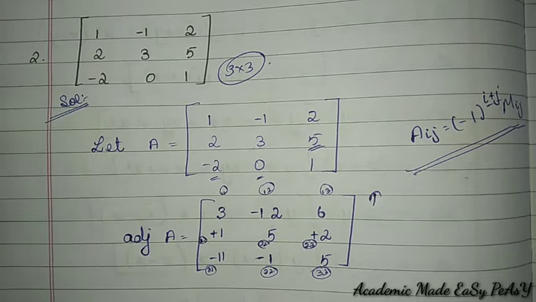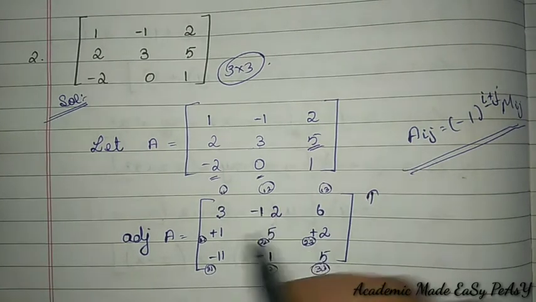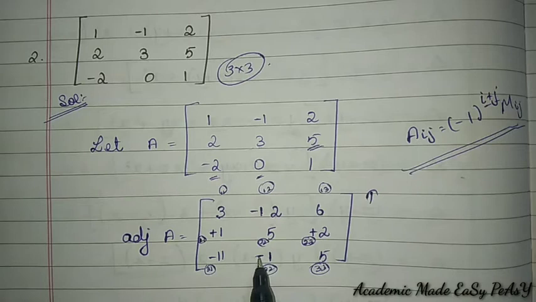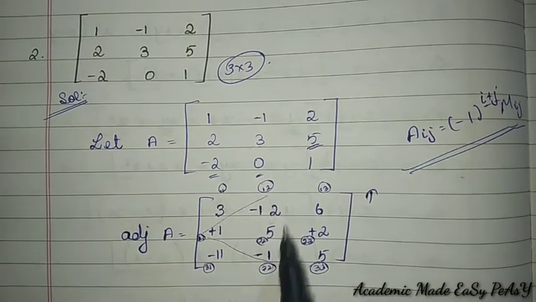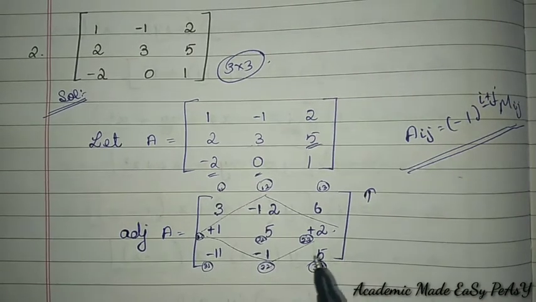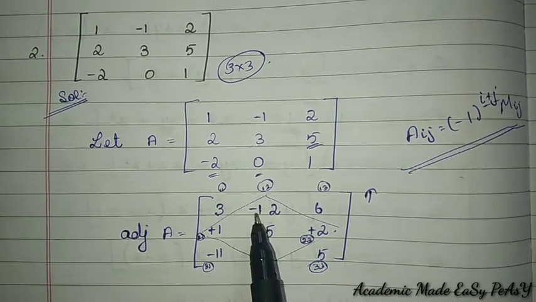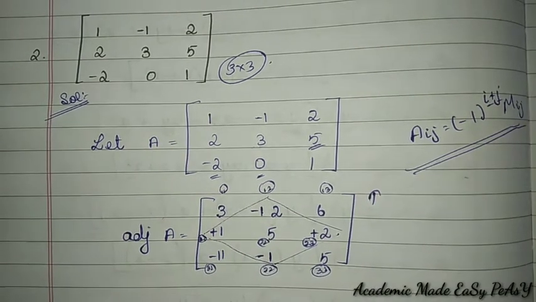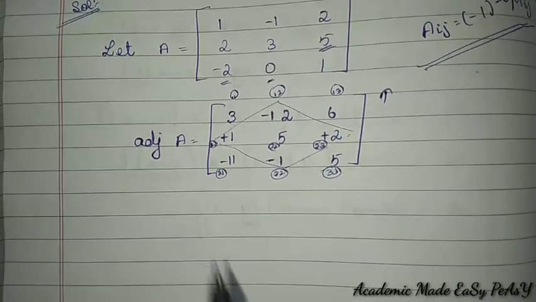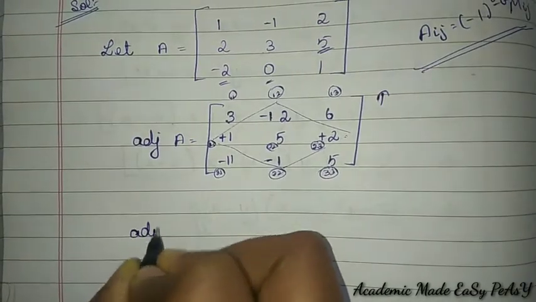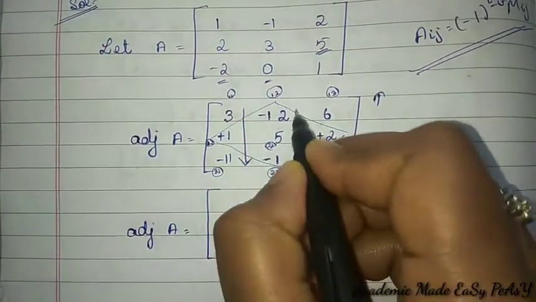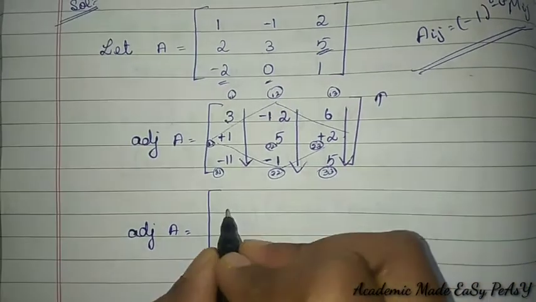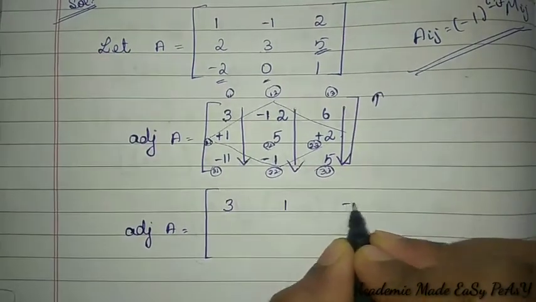For changing the signs, just take the second element, then the first and last element and the second element. It's just like a square, only for these elements you will be taking minus. If you have a negative sign, it will become positive. If you have a positive sign, it will become negative. So now let's take the transpose of it. Adjoint of A is equal to, I will be changing the columns to rows. First column to first row: 3 1 minus 11.